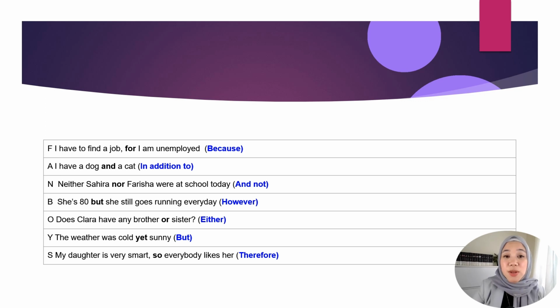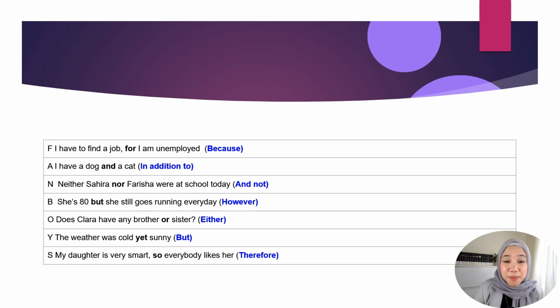The weather was cold yet sunny. Now I know that yet means lagi. I haven't done my homework yet. Saya belum buat homework saya lagi. But when it serves as a conjunction, it carries a different meaning, which means but. Okay, tengok yang warna biru tu. Look at the blue one. But. The weather was cold yet sunny.